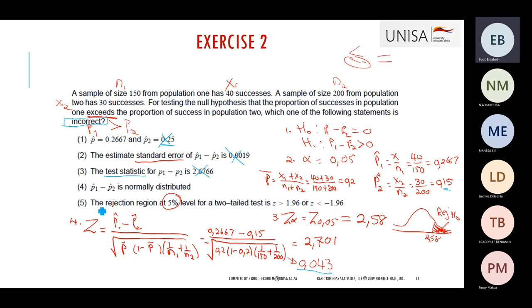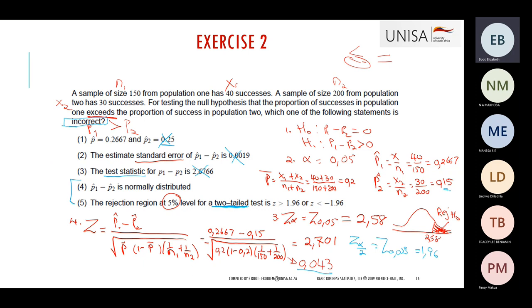I'm going to come here. The rejection region at alpha level for a two-tailed test. Now, we know that this question is asking for a one-tailed test, but here they say for a two-tailed test. So for a two-tailed test, the Z critical value will be alpha divided by 2, which is 0.025, and therefore the critical value will be 1.96. And that's where the challenge is with this question.